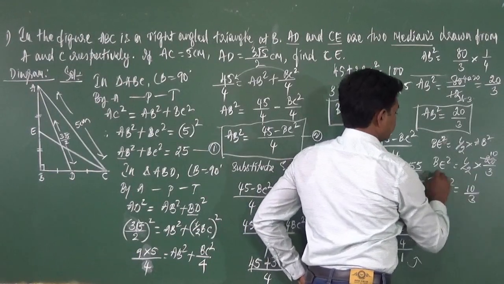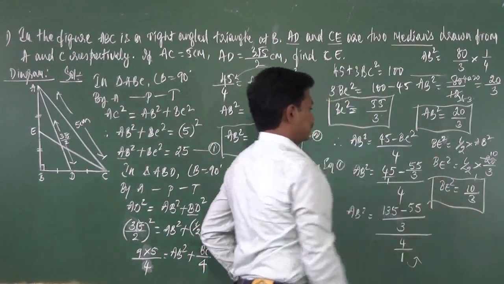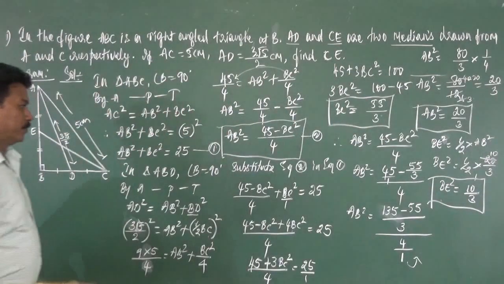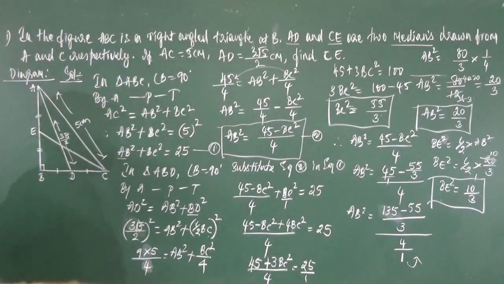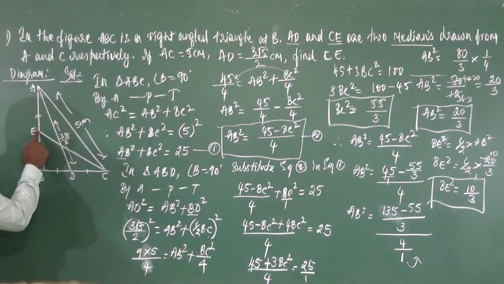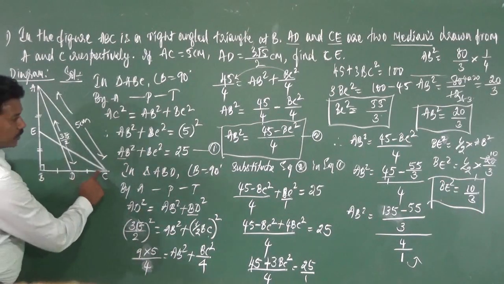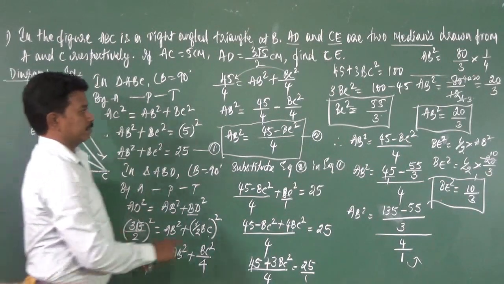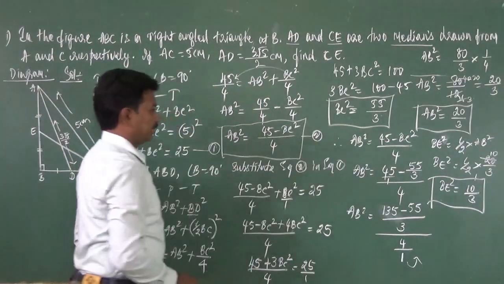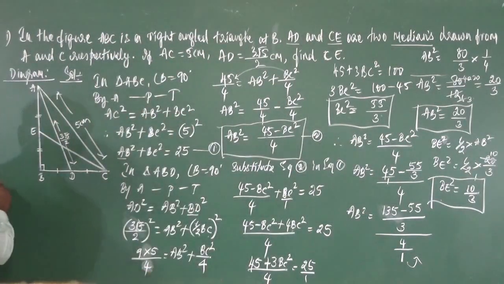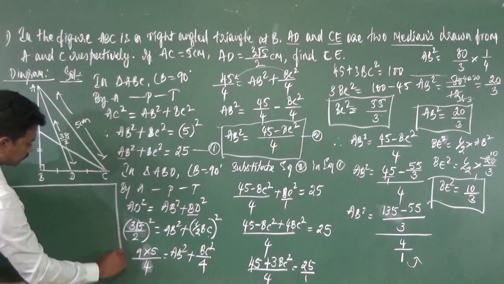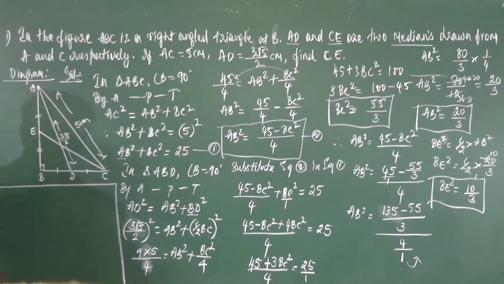by 3, so the value of BE square is 10 by 3. So I will give you a task for the final step. Here BE square we have got as 10 by 3 and BC square we have got as 55 by 3. So I will do the problem here itself at this gap, right?